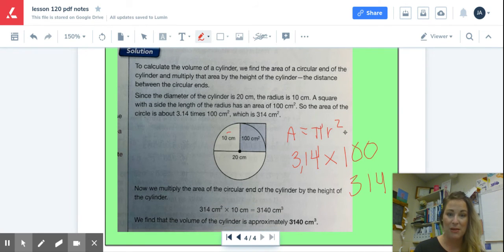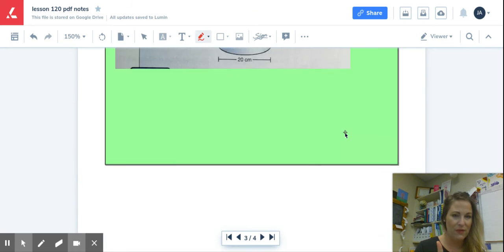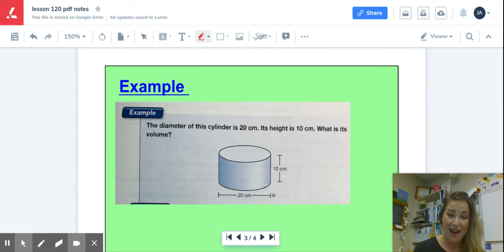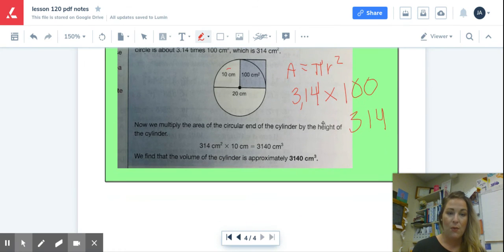We have one more dimension to multiply it by. I'm going to scroll up, just for visual people like me, so you can see the height of this cylinder is 10. Not to get confused with our radius of 10, the height is 10. So we still need to multiply that in: 314 times 10 centimeters, because it's 10 centimeters tall. Because we're multiplying by a power of 10, we don't have to do any multiplying at all. We can just move our decimal to the right one more time, fill that space in with a zero, and we get a final answer of 3,140 centimeters cubed.